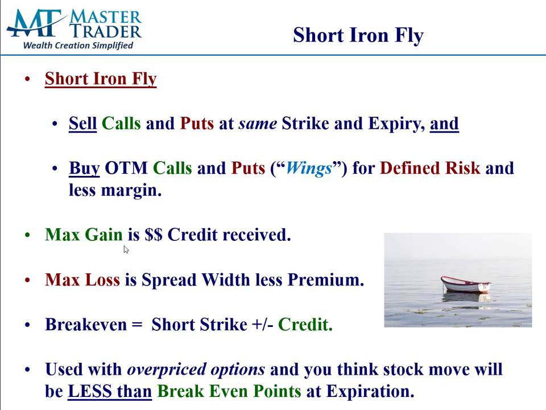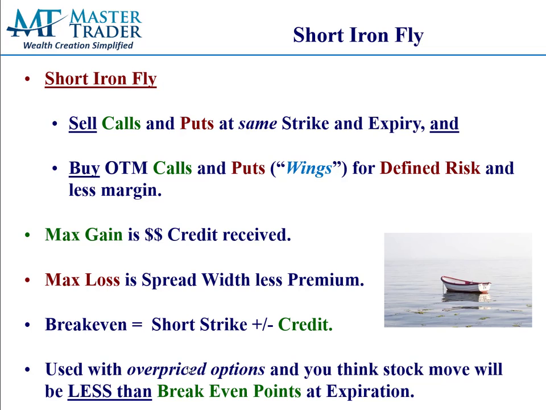Max gain on any option selling strategy is the money received. Max loss is the spread width less the premium you received. Break even is the short strike right in the middle, plus the credit and minus the credit. You can see our little boat here in nice calm seas. That's when you use the iron fly strategy.